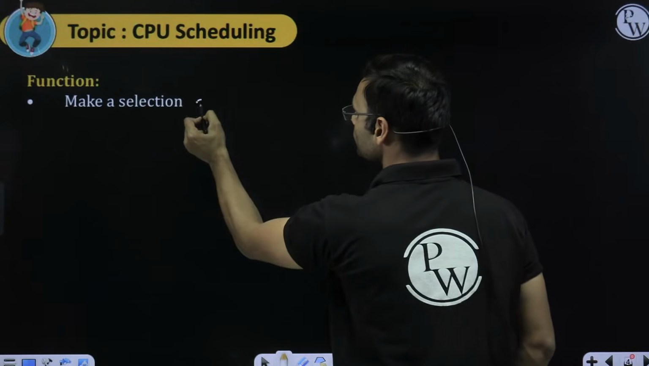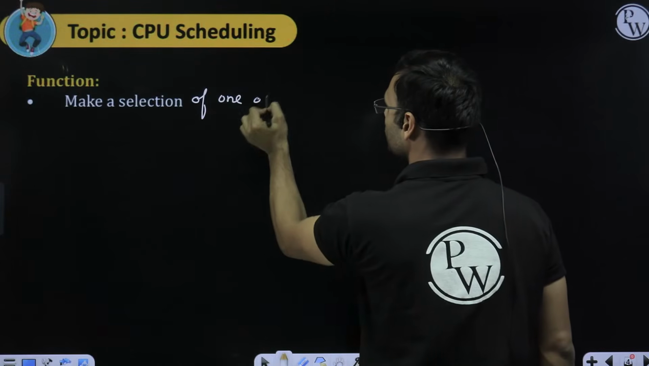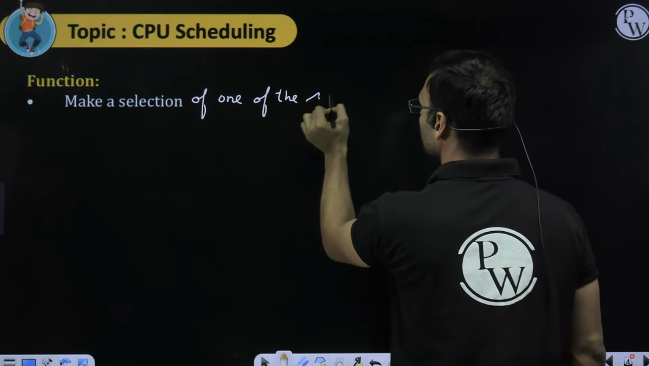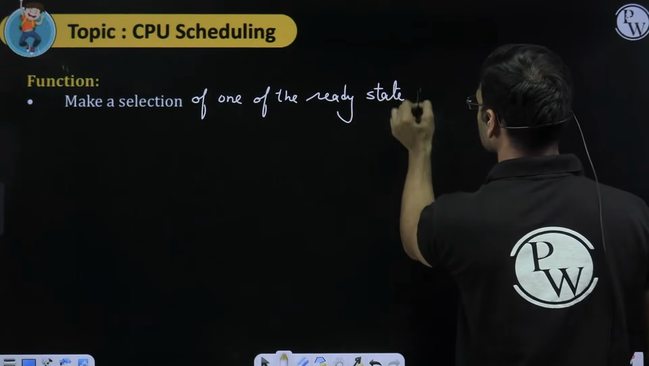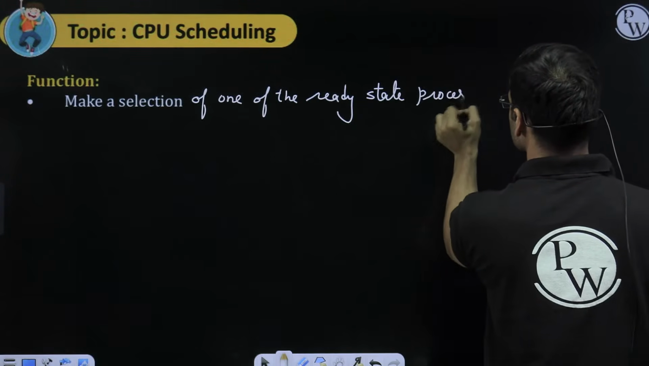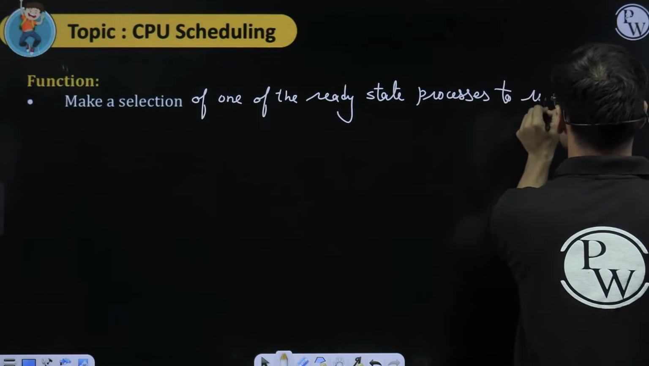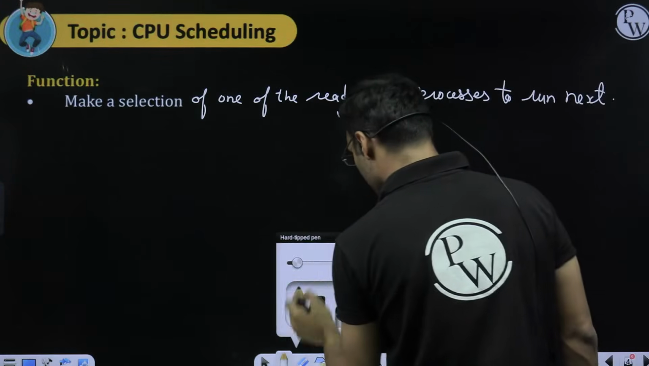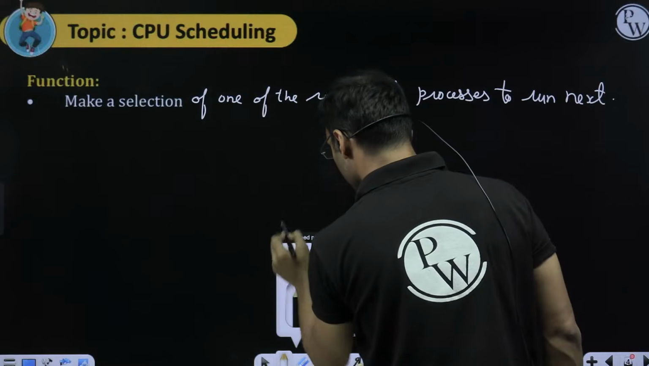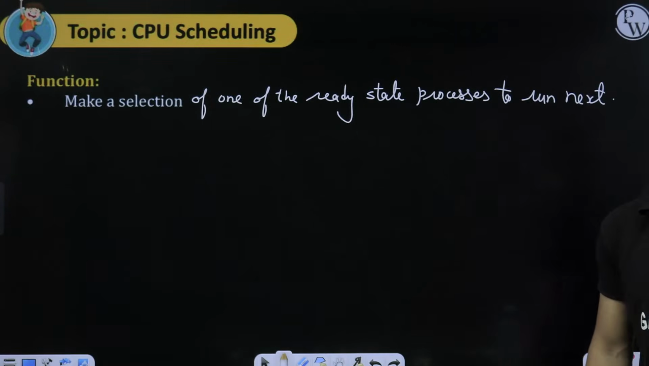Of one of the ready state processes to run next. Which particular ready process will run next? That selection is done by the CPU scheduling algorithm.